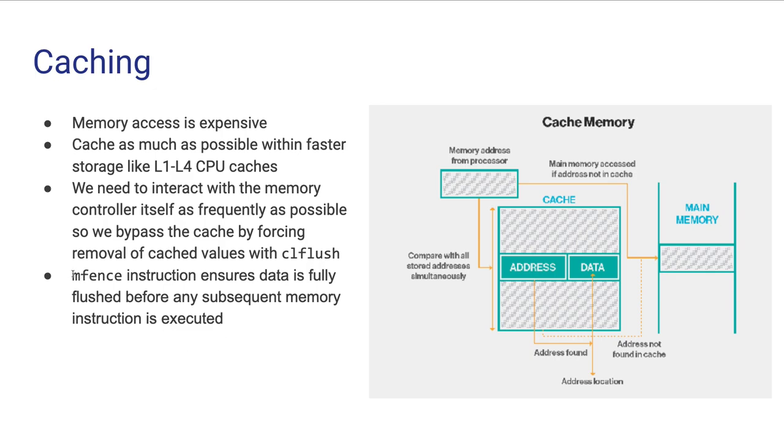Also, if the memory controller's buffer has any values, it should be flushed out directly, because sometimes memory reads and writes are buffered before they're actually consumed from the main memory. And again, this is a performance enhancement. So we want to bypass both of these mechanisms and talk to the main memory directly.